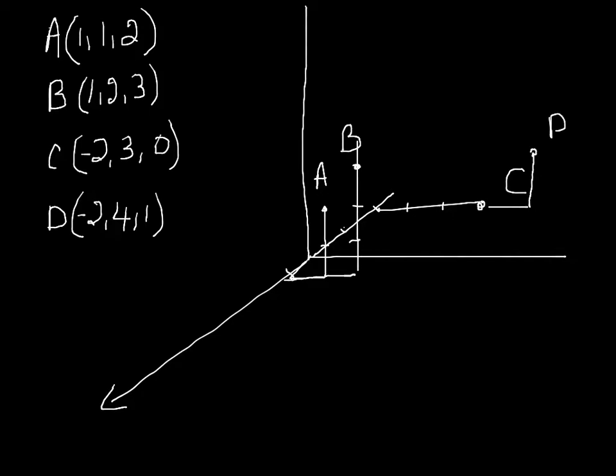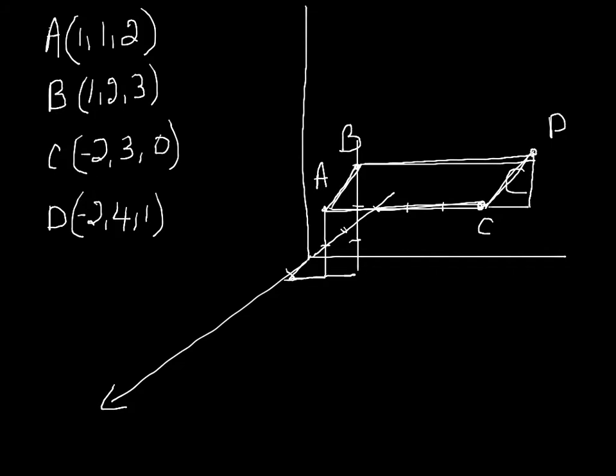So this quadrilateral is going to be AB, CD, and it's going to connect that way. AC is going to be here and D is going to be there.